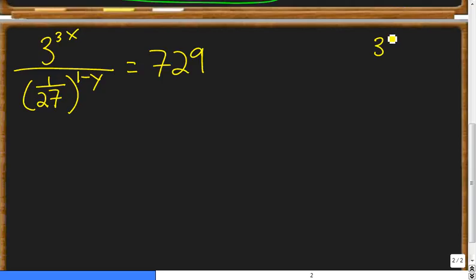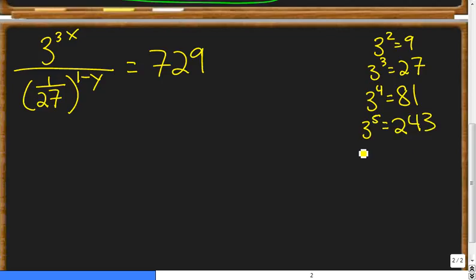So 3 squared is 9, 3 cubed is 27. I know that's 1 over 27, but there's a little rule that I'll explain in just a second. 3 to the 4th is 81. 3 to the 5th is times 3, so 243. And 3 to the 6th power is 729. So first step, replace the things that we need to replace. So 3 to the 3x stays the same.